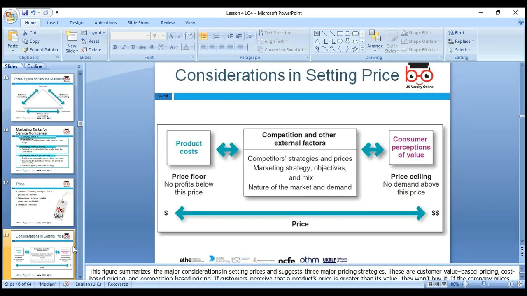Revenue, and the considerations in setting price, such as product cost. Of course, you don't want to sell for less than the cost. Can we sell for less than the cost? Yes, some companies do, but it's illegal. Sometimes, if you have competition in the market, you want to get rid of your competitor, so maybe you sell for a few months below the cost, which is illegal to do.